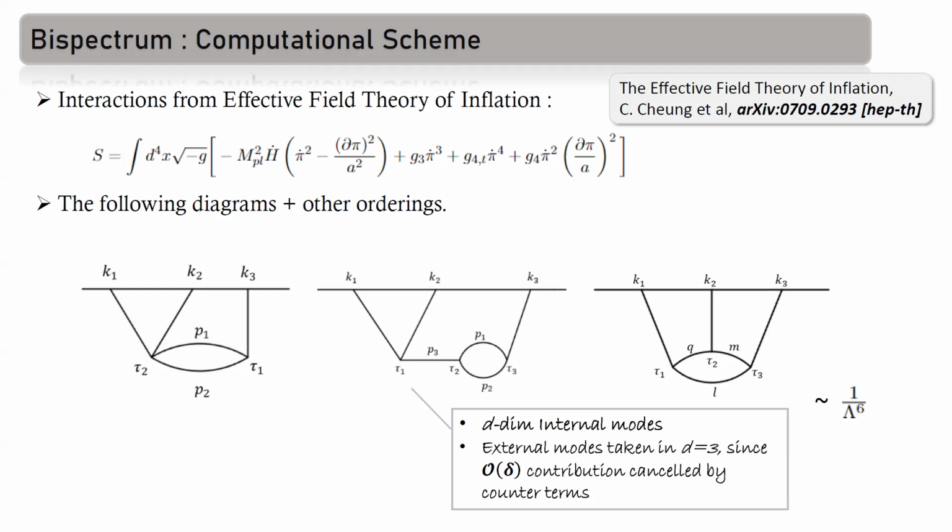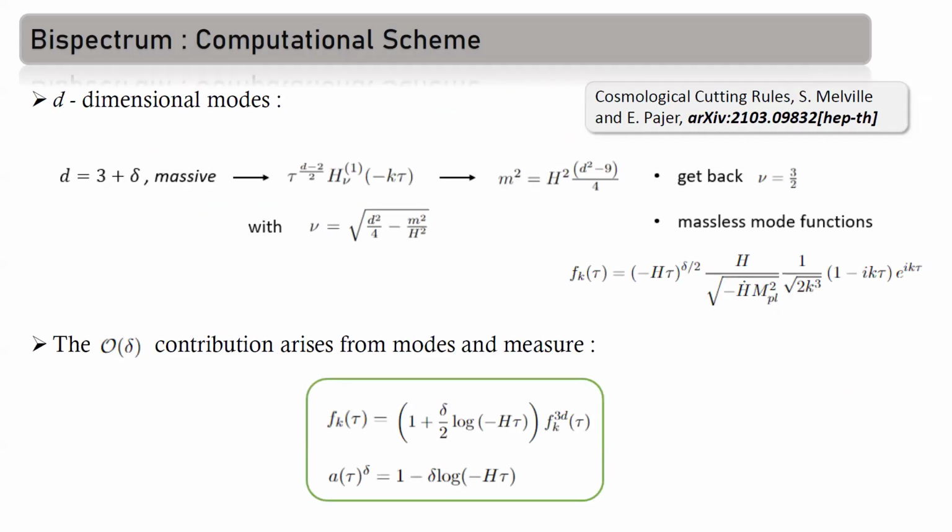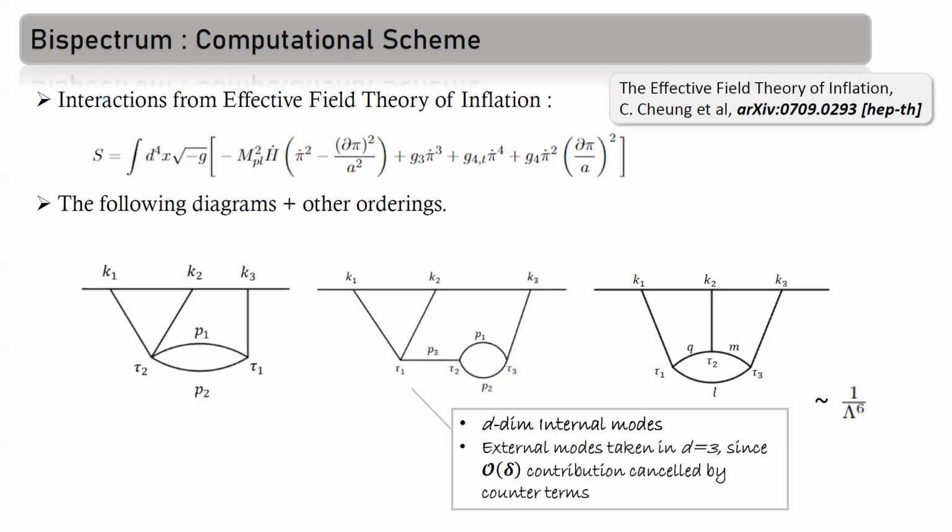But that's within the loop, not at the external lines. That's what this is. The bulk to boundary propagator, this leg consists of contracting this mode at tau equals 0 and one of the modes of these interactions. So the mode that is at tau equals 0, that's 3-dimensional. We keep it 3-dimensional.